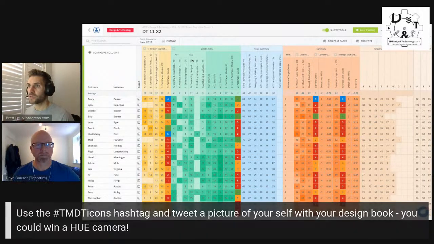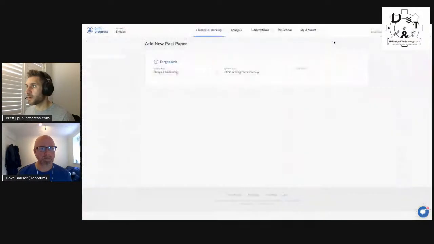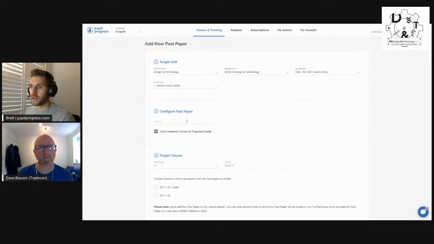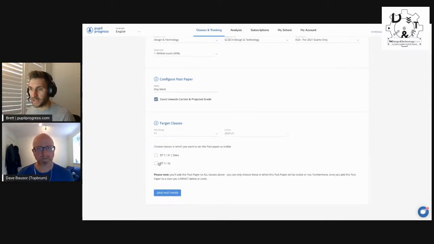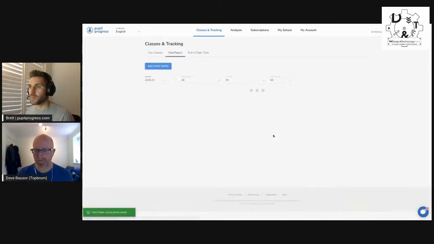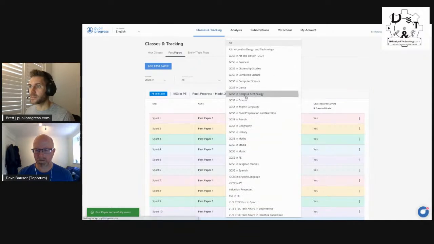We've kept the calculation of the grade consistent with the exam board. If I wanted to add a past paper here, you can see I've got in the yellow paper 1. If I click on add past paper, I'll be able to go to design technology, choose my unit, and name that test a mock. Let's just call this maybe a May mock. And then I would be able to add that to my class. Nice and simply, that's just going to replicate that unit exactly as the exam board calculates it.